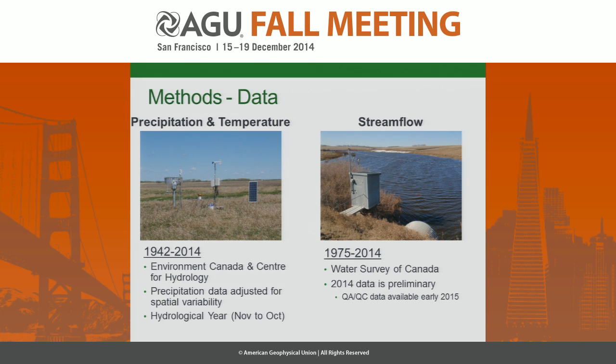Streamflow data records were taken from the Water Survey of Canada, since the record started in 1975. And I'd just like to note that the 2014 data is preliminary. As Al mentioned, there's a little bit of a delay to get that adjusted data out. So that data is not quite available, but I'm still going to include it in the analysis because 2014 was a very interesting year.